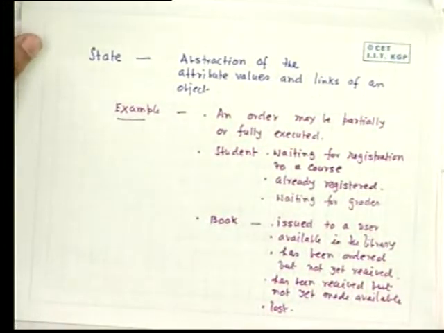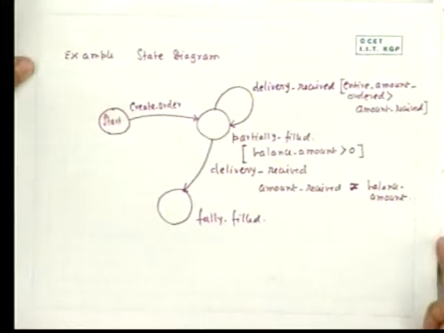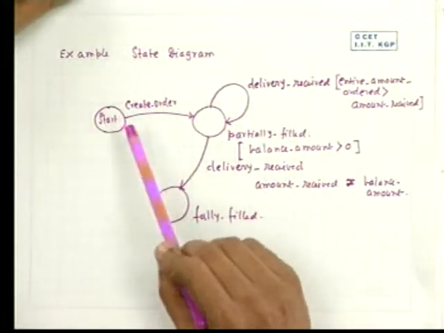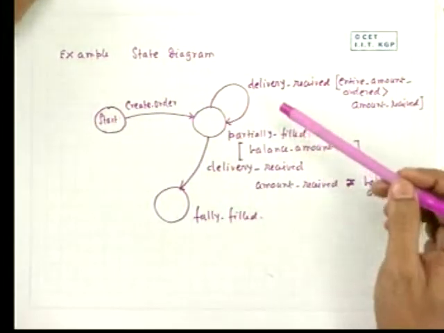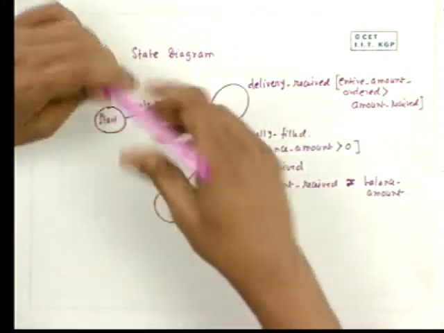To see a state diagram, let us take a simple example. We have an order object. Initially, as you create a new order, this becomes a new order, and when it is created, it will be in a state which we call partially filled.